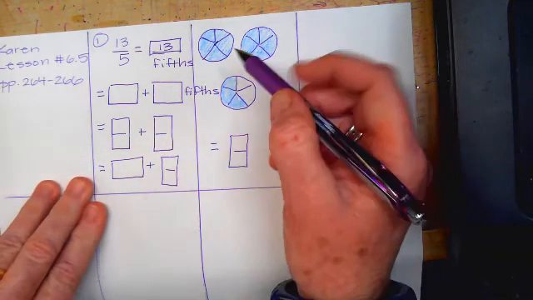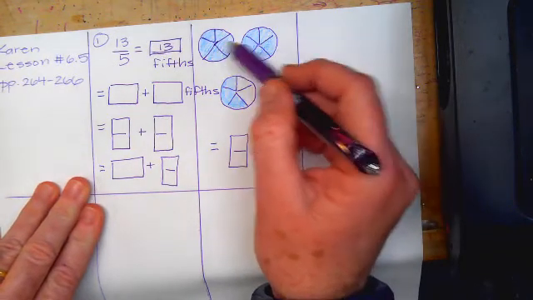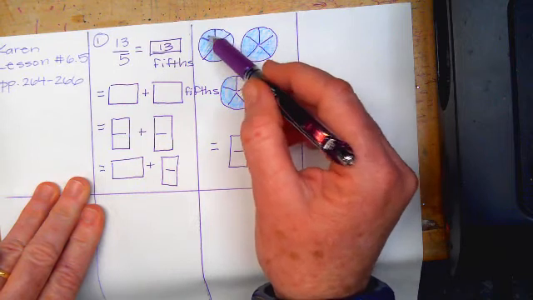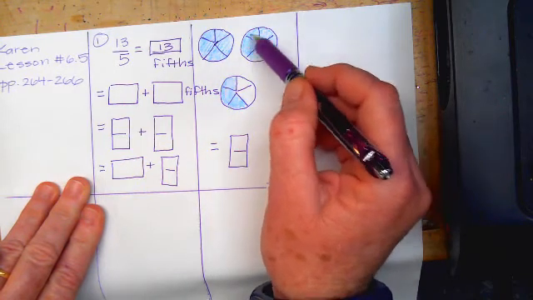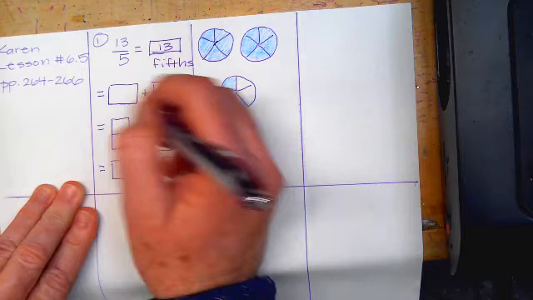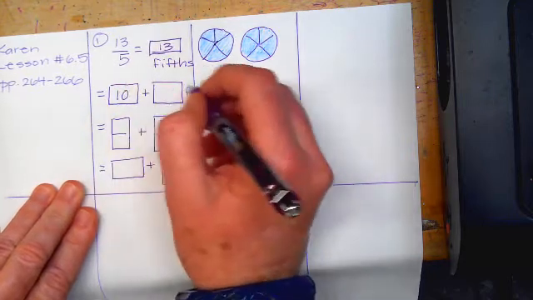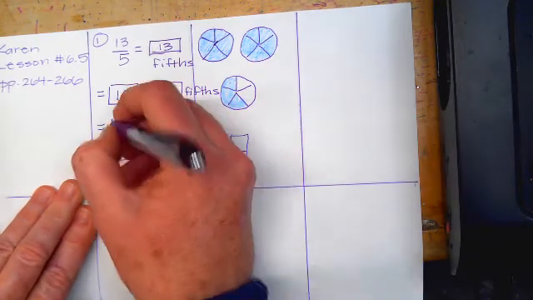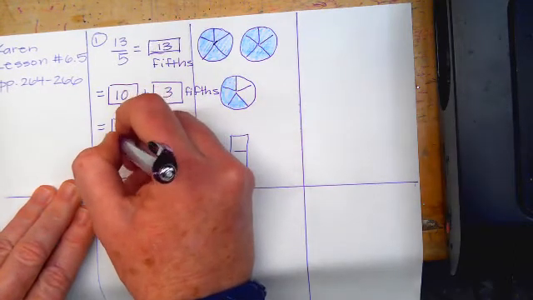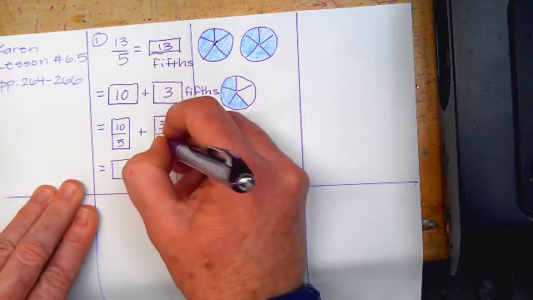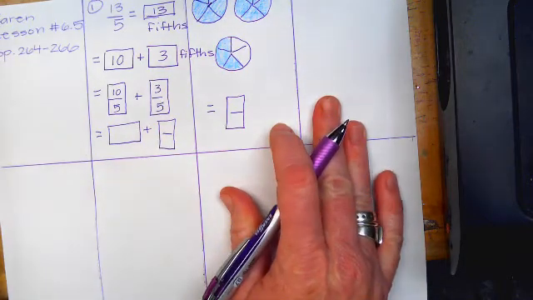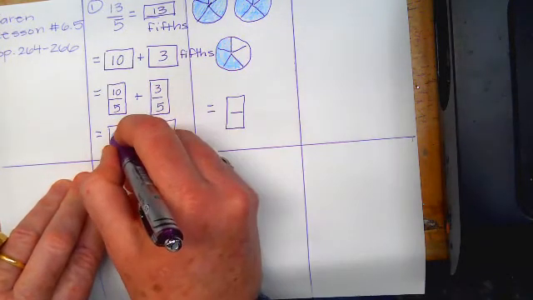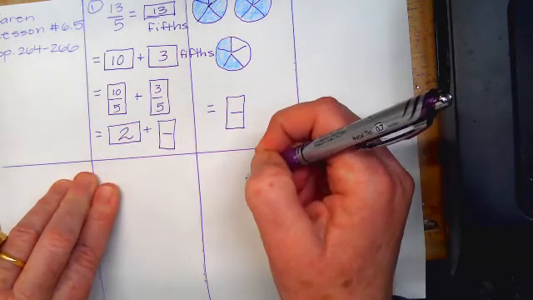And then I know that I have, actually, these whole ones are 10 fifths, right? So this is 1, 2, 3, 4, 5, 6, 7, 8, 9, 10. So I have 10 fifths plus 3 fifths here, right? And that's going to equal 10 fifths plus 3 fifths. And so I know that if I have 10 fifths, that's the same as 2 wholes, right?